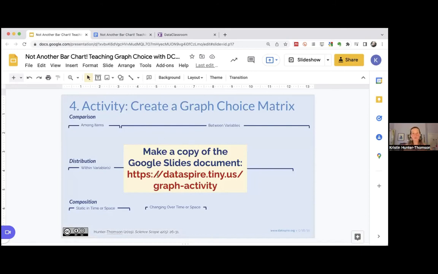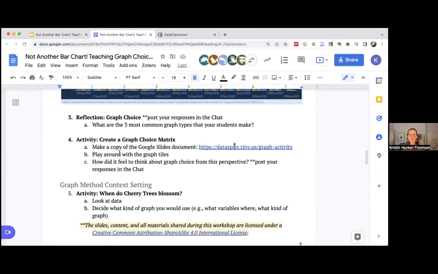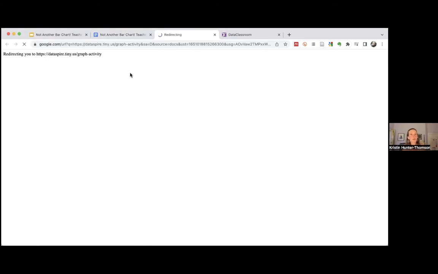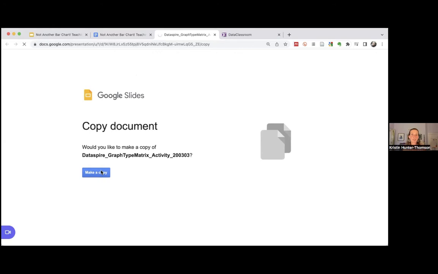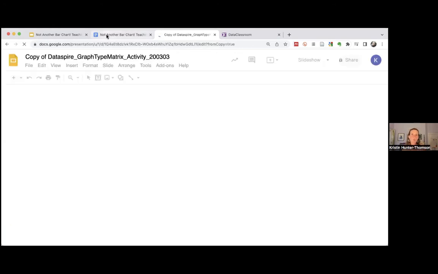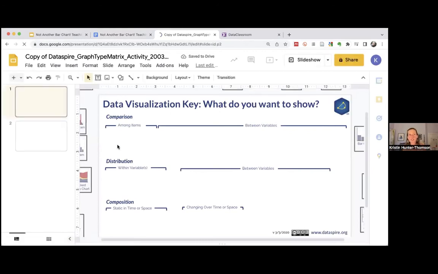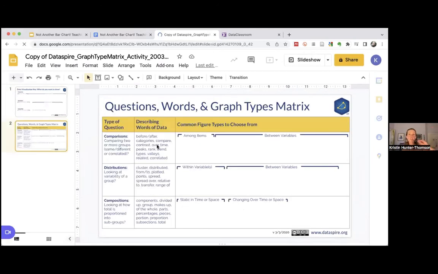So I encourage you to go to this website to make a copy of the Google Slide document. If you're following along in our shared resource document, the link is right here, so you can click right onto it and make a copy. I should have had this open, but thanks for rolling with me. So you're going to want to make your copy. You'll land on a page like this. What I just showed you in terms of the question types and the describing words is on slide 2, so if you'd like that as a reference, it is there for you.